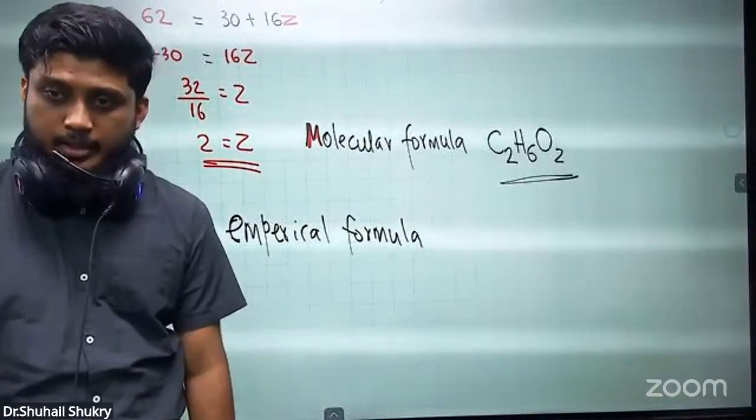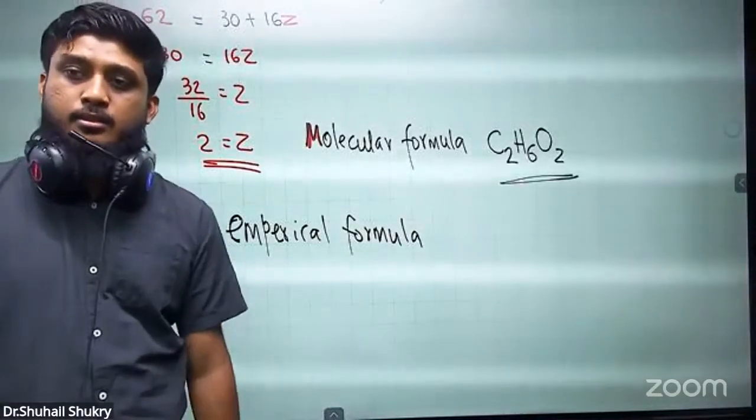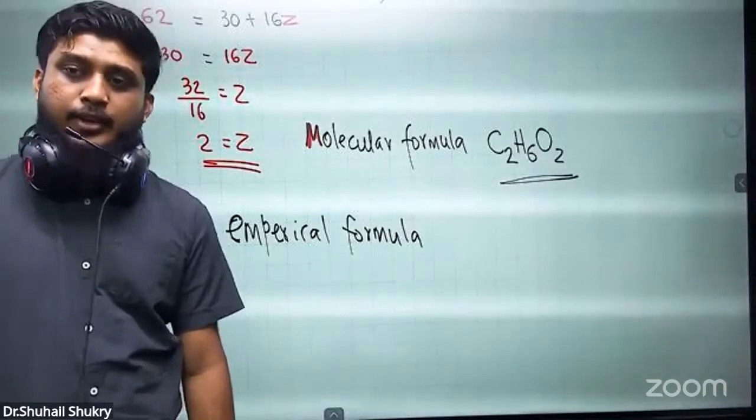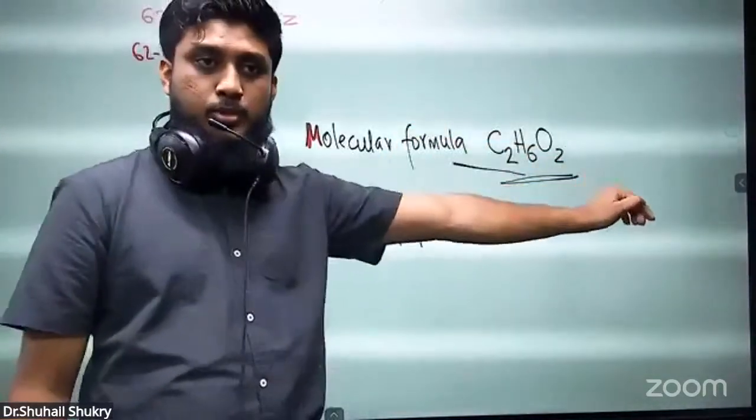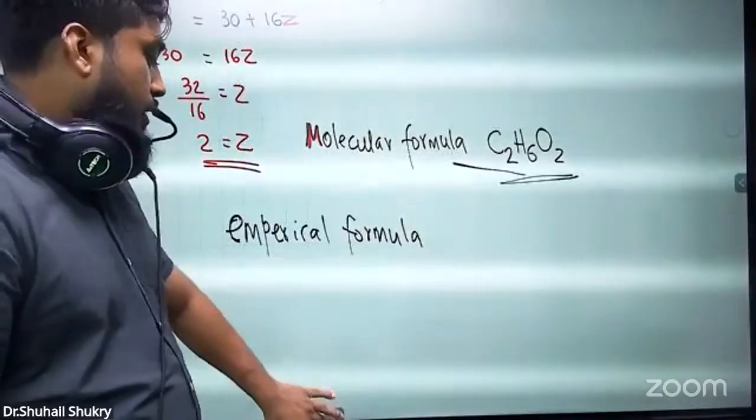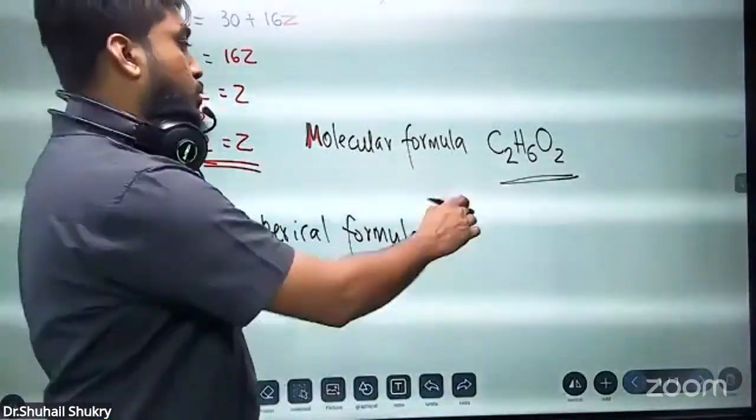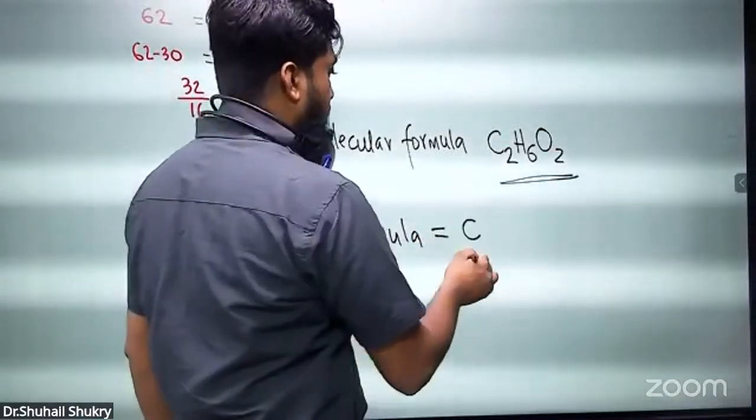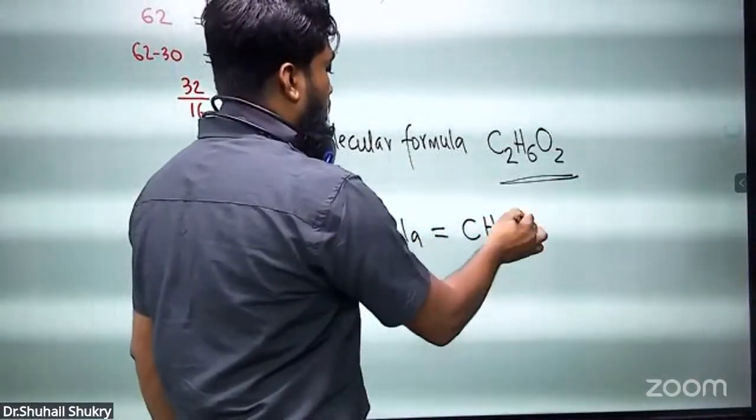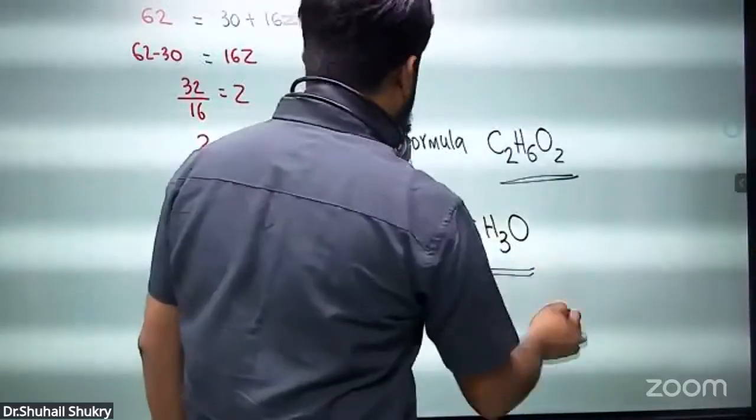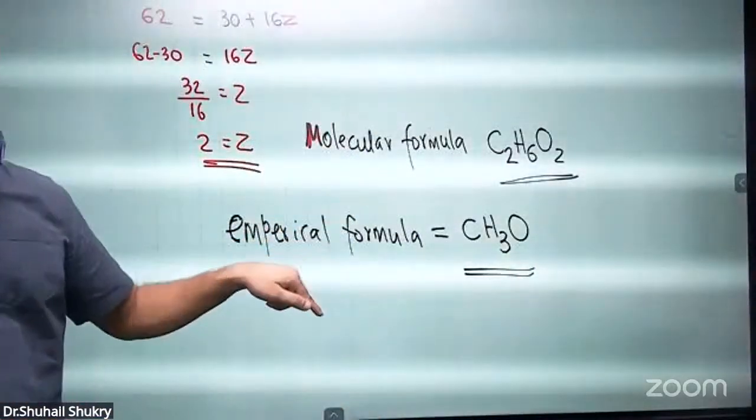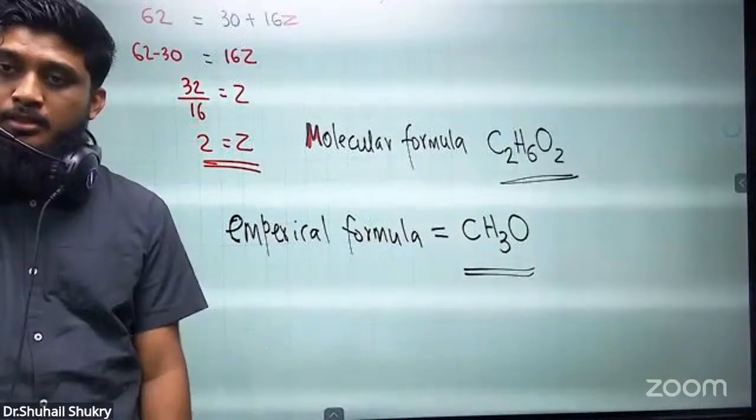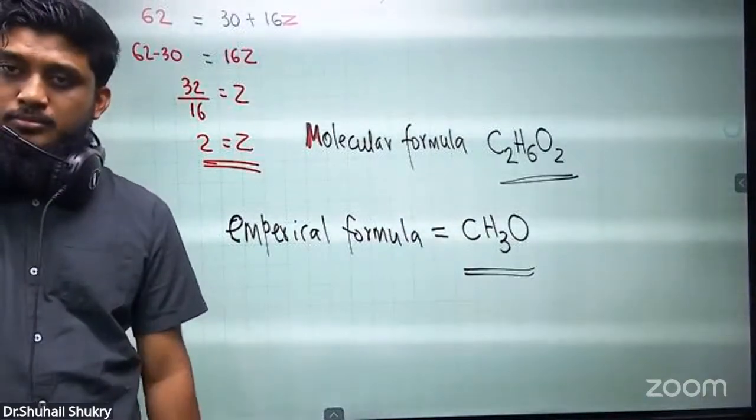CH3O. Well done, excellent. Everyone got that answer? Why? You have to write this in the simplest form. C2H6O2, everything you can simplify by 2. Then the empirical formula is CH3O. Seeing a molecular formula, you can predict the empirical formula as well. This is a very good question. Is it difficult?